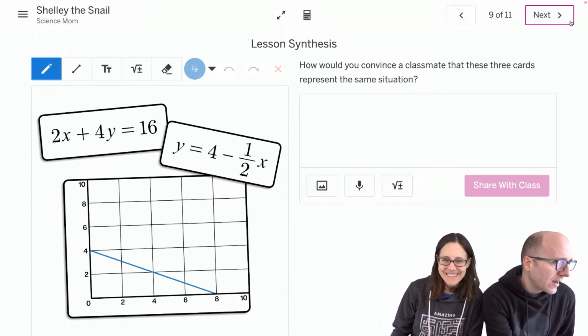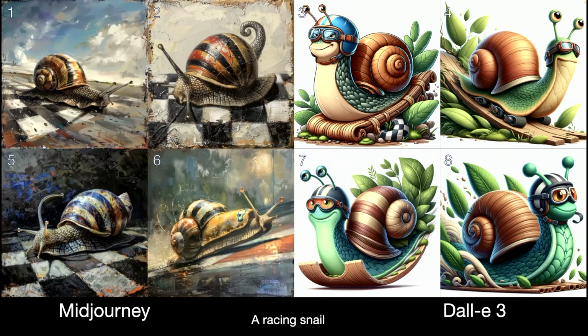That's true. All right, I do have a random thing here. I like AI art engines, and so I asked both Midjourney and DALL-E 3 to make the same piece of art. I just asked for a racing snail. Let us know real quick which racing snail you like best. Which one is going to be the winner for our class?